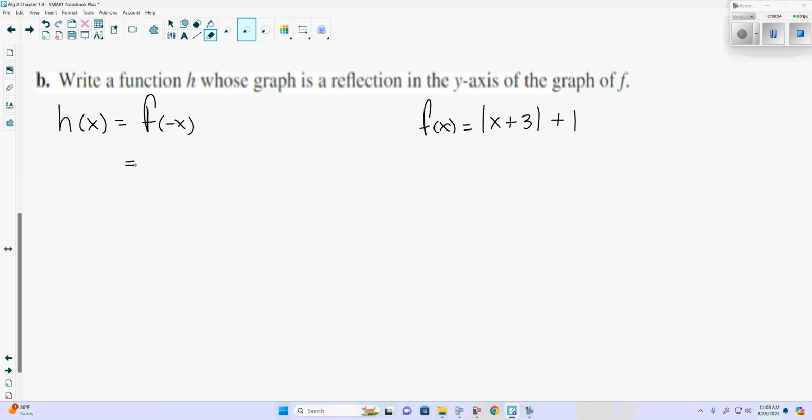Do we have f of x anymore? Well, no, we have what? F of negative x, yes? We replaced every x in the function f of x with negative x, because we replaced this x with negative x, which means every x in the function has to be replaced with negative x.